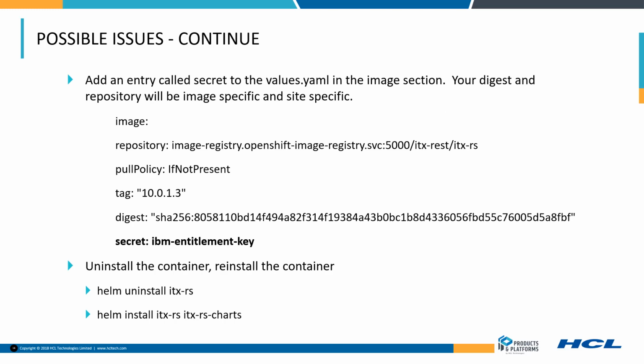In your values.yaml file, add the secret to the image section. Save the file. Now uninstall the previous installation with the Helm uninstall, and then reinstall again using Helm install.